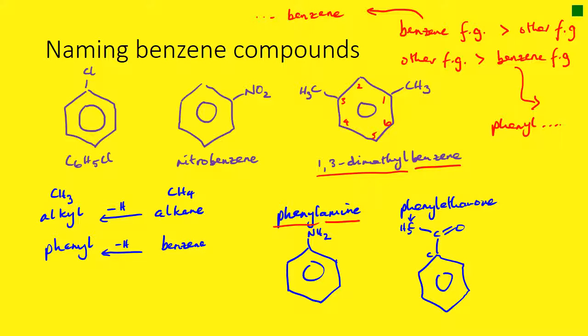But which functional groups take precedence over the benzene functional group is just something we have to memorize. There's no fixed rule for it. So unlike most of the naming that we do, this one is a little bit more subjective, and we're going to have to rely a bit more on memory for this one.